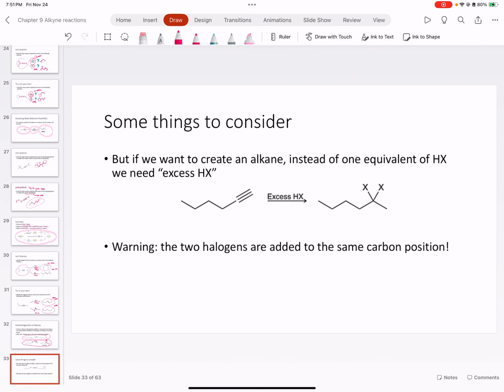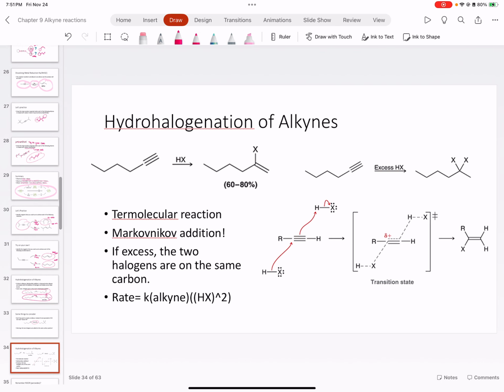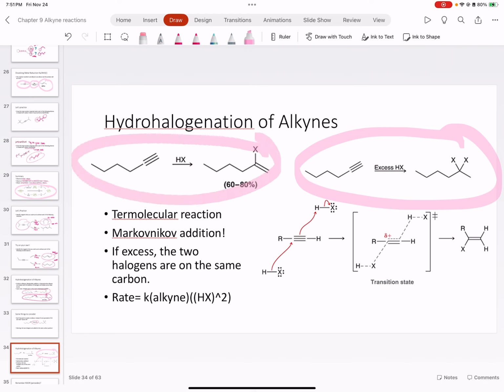Some things to consider: if we want to create an alkane instead of using one equivalent of HX, we need excess HX. And then we're going to be adding those halogens on the same carbon. The two halogens are added to the same carbon position, the more substituted side. So this is technically what happens when you get excess. This is what happens when you get one equivalent.